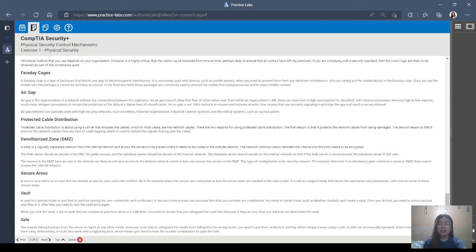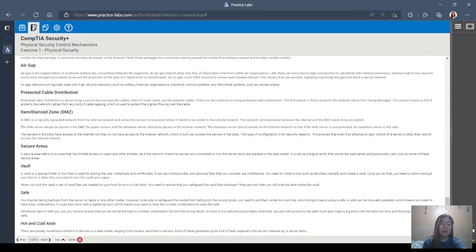A Faraday cage is a type of enclosure that blocks any type of electromagnetic interference. It is commonly used with devices such as mobile phones when you want to prevent them from any electronic interference. You can simply put the mobile device in a Faraday cage. Once you put the mobile into this package, it cannot be remotely accessed. In the forensics field, these packages are commonly used to prevent the mobile from being accessed and to retain mobile content.